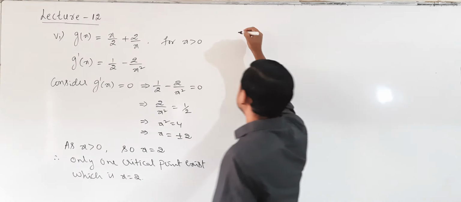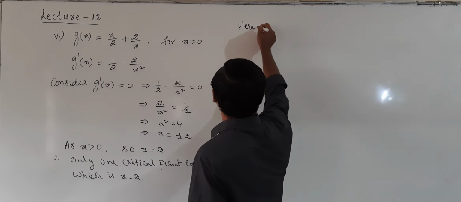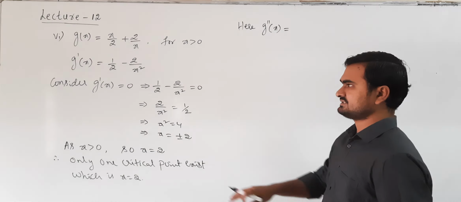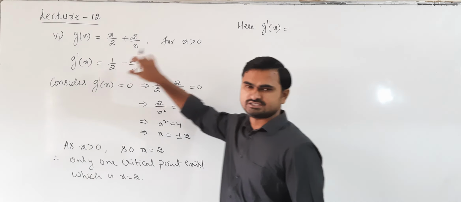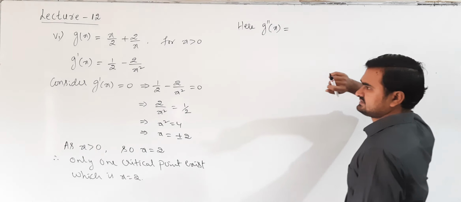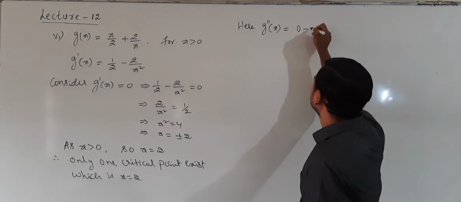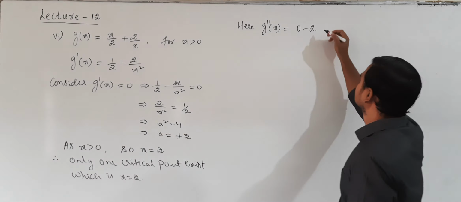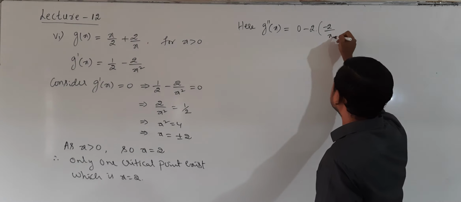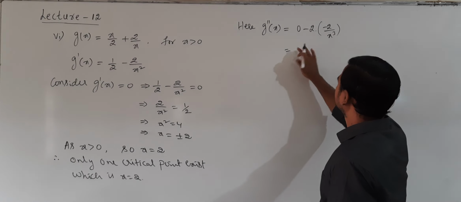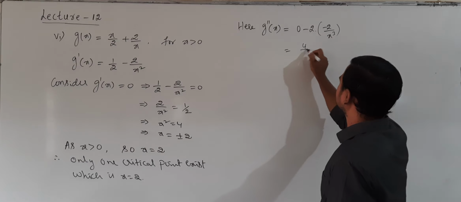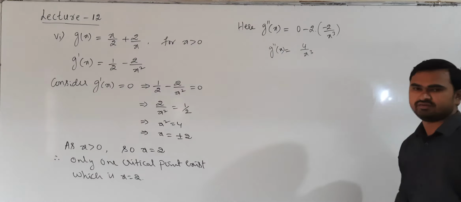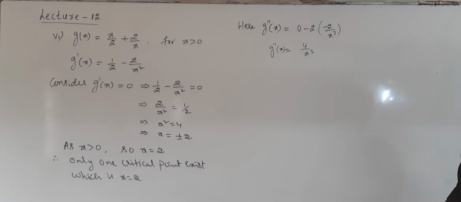What is g double dash x? Here, this is the first derivative. Differentiate again. g double dash x is the derivative of 1 by 2, which is 0, minus 2 into the derivative of 1 by x square, which is minus 2 by x cube. So it is minus into minus, plus 4 by x cube. So the second derivative we are getting is 4 by x cube.